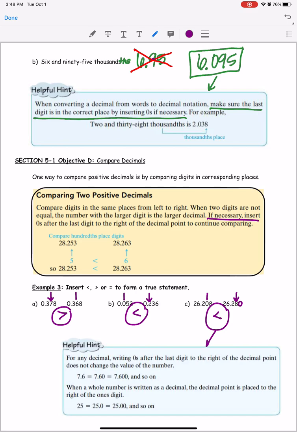Okay, and this right here is exactly what this helpful hint is talking about. More specifically here. It says for any decimal, writing 0 after the last digit to the right of the decimal place does not change that value. So 7.6 is the same as 7.60, which is the same as 7.600. It does not matter what that is. Same with whole numbers. 25 is the same as 25.0, which is the same as 25.00. Doesn't matter how many zeros you add on to it, those are all going to be the same forever.